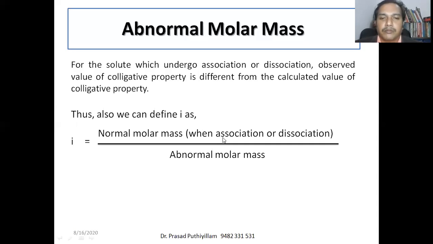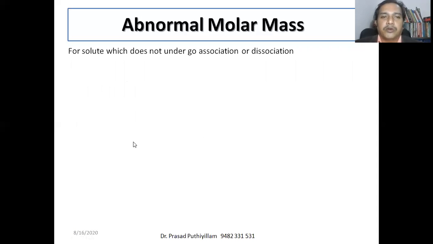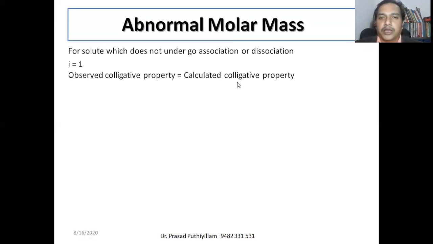Okay, so you might have been confused. Normal molar mass is the molar mass of the solute. It may undergo association or dissociation to give the abnormal molar mass. Therefore, i is equal to normal molar mass to abnormal molar mass. For a solute which does not undergo association or dissociation, i is always equal to 1. That is, the observed colligative property and the calculated colligative property are the same. Examples like glucose, urea, sucrose: if they are dissolved in water, the i value will always be 1.